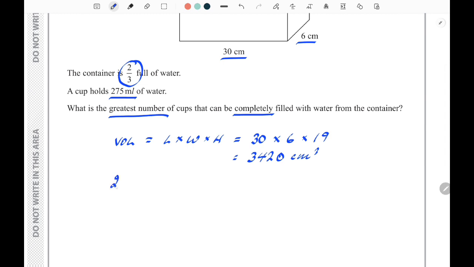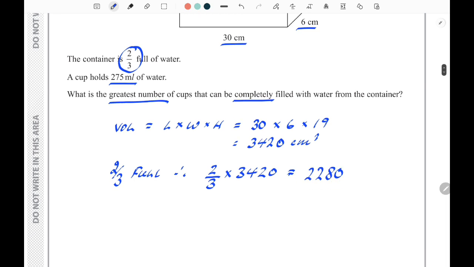Now, here's where the important bit comes in. It's 2/3 full. Therefore 2/3 times 3420. I think that comes to 2280. 3420 times 2 over 3, and that's 2280. All right.